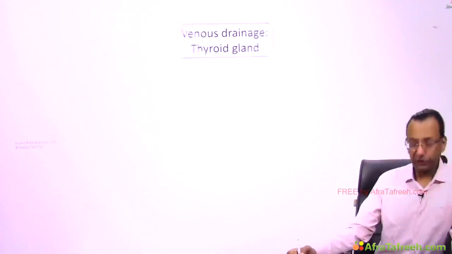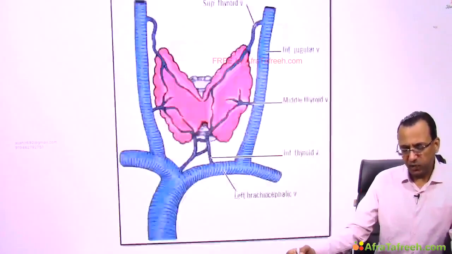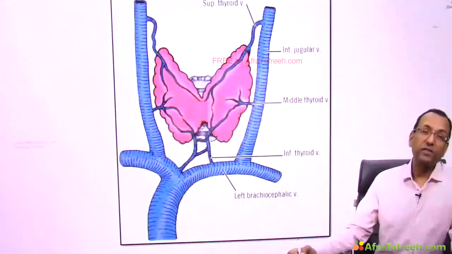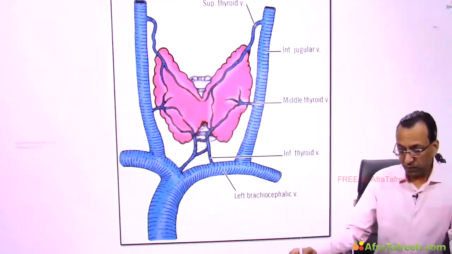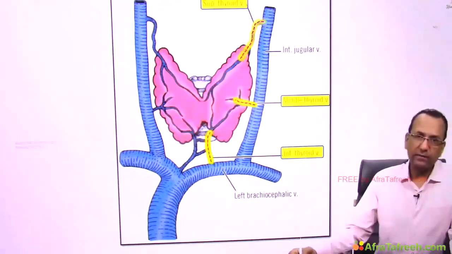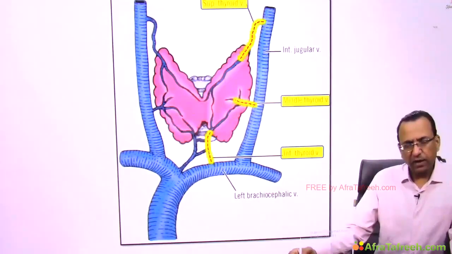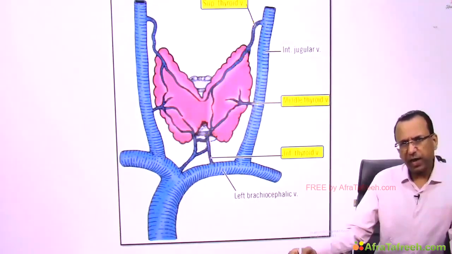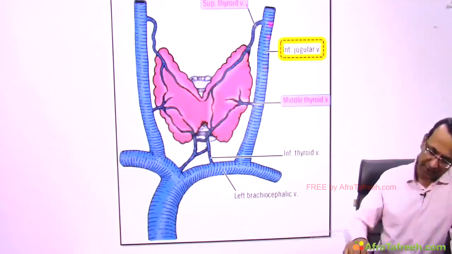Venous drainage of the head and neck, and this particular topic is about the thyroid gland venous drainage. We see that there are three veins which are going to drain the thyroid gland, and the names are accordingly location wise: superior, middle and inferior thyroid veins. Now you will find that the superior and middle thyroid veins are draining into the internal jugular vein.